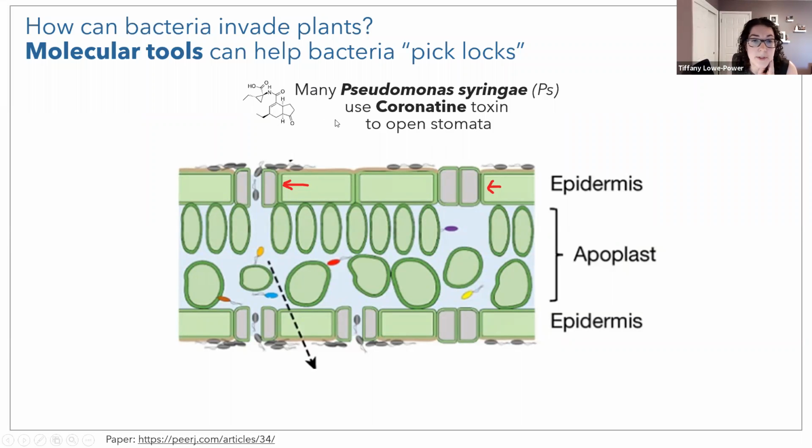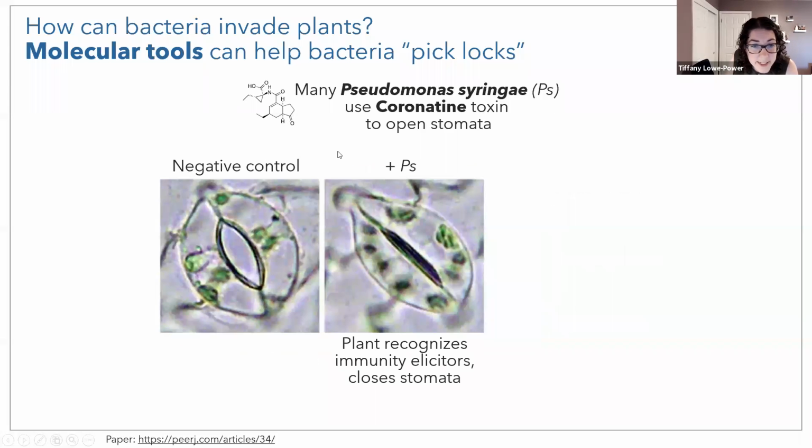One of the famous examples is this coronatine toxin, which Pseudomonas syringae and some other leaf colonizing bacteria use to open the stomata of leaves. And here I'm going to show you some microscopy. So this is what a stomata looks like if you do a leaf peel and visualize it on probably a light microscope. So we can see the stomata is open here. That's the pore, and that's going to be able to allow gas to come in and out, and bacteria can go into it. So this is not an unguarded gate.